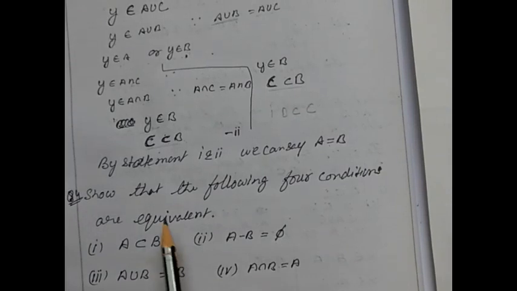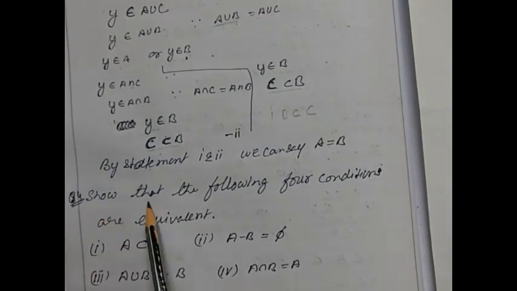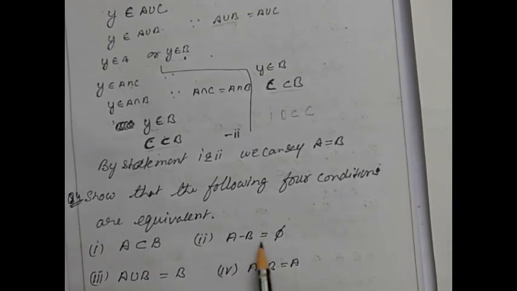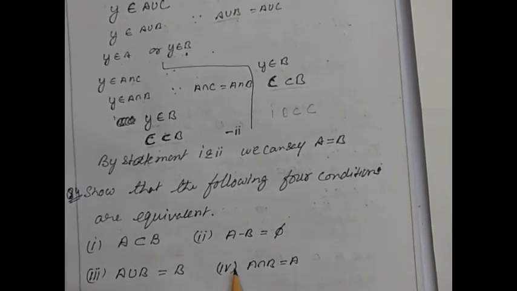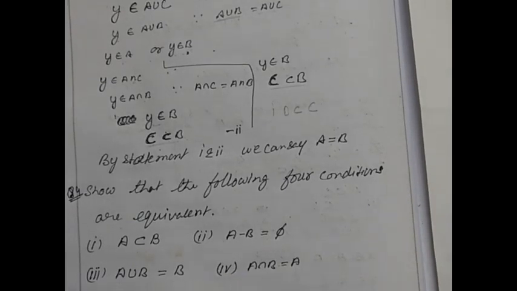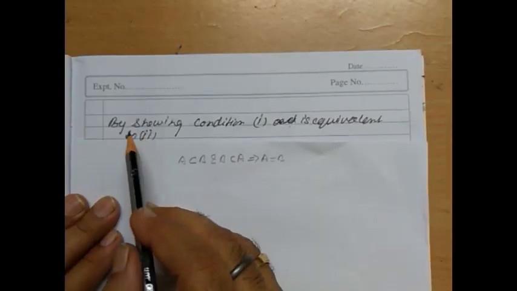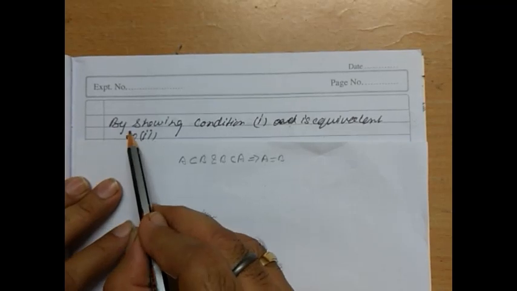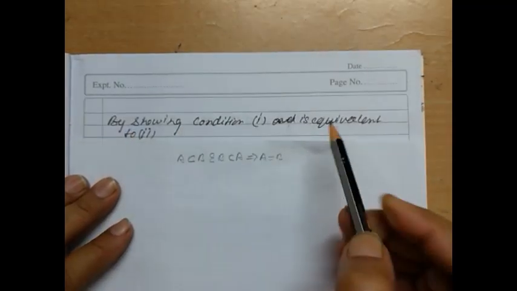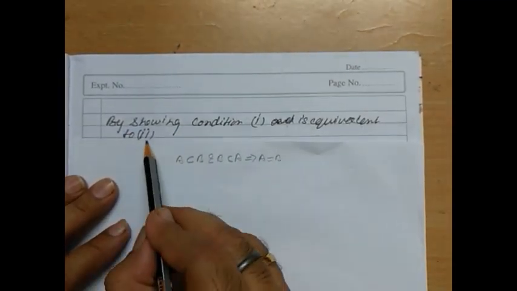Fourth question, you see, it says show that the following four conditions are equivalent. That means A is a subset of B is equivalent to A minus B is phi, and A union B is a subset of these. All four conditions are equivalent. How will these conditions be equivalent? Let us take A. Now here we start by showing condition 1 is equivalent to condition 2.